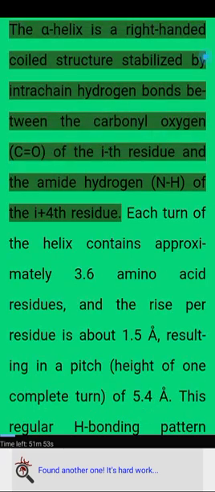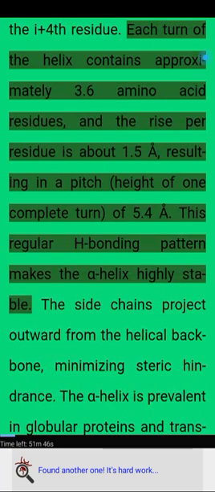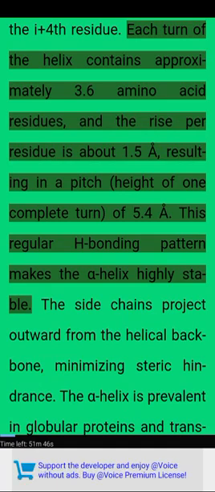1. Alpha helix. The alpha helix is a right-handed coiled structure stabilized by intrachain hydrogen bonds between the carbonyl oxygen C=O of the ith residue and the amide hydrogen NH of the i plus fourth residue. Each turn of the helix contains approximately 3.6 amino acid residues, and the rise per residue is about 1.5 Å, resulting in a pitch height of one complete turn of 5.4 Å. This regular H bonding pattern makes the alpha helix highly stable.